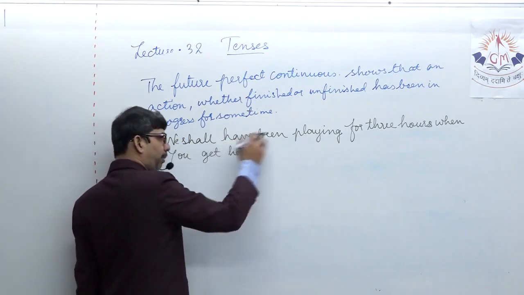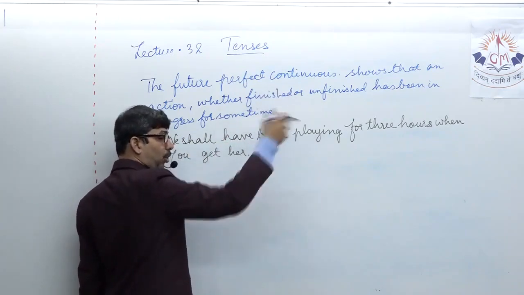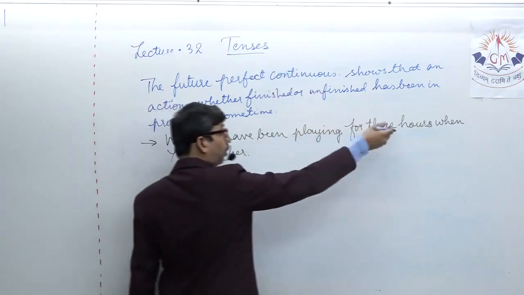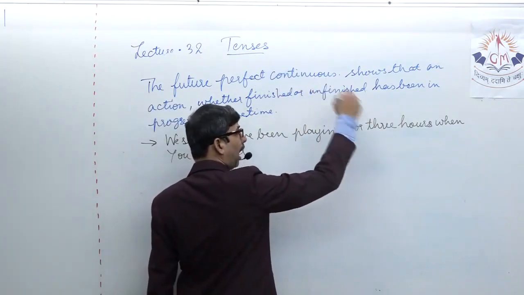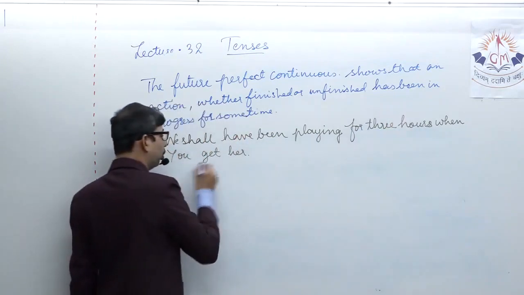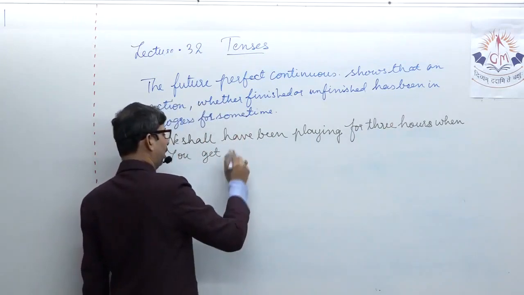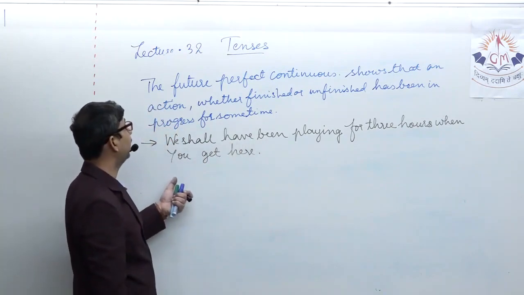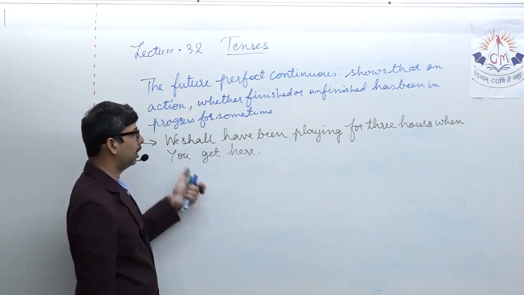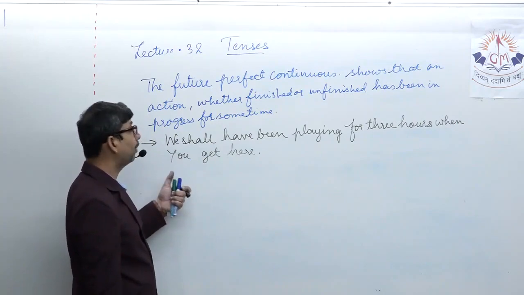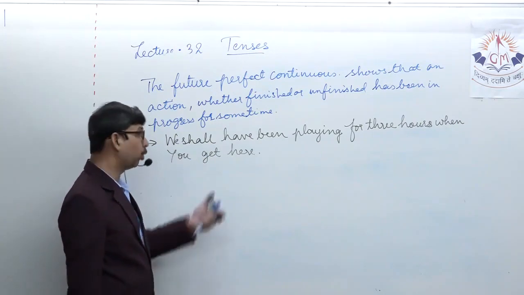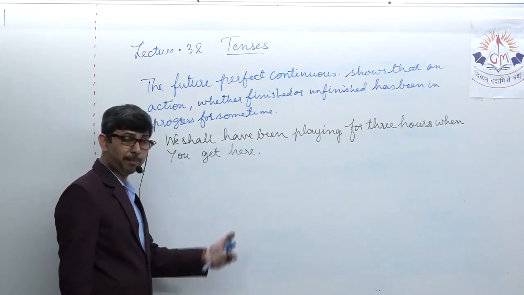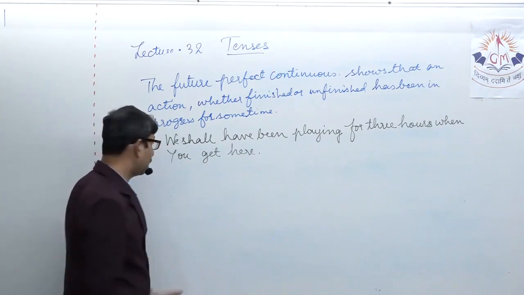Shall have been playing, you will have been playing. Your action of playing would have been continuing for 3 hours. It means started 3 hours ago and going on when you get here. So you see, we are expressing an idea about future perfect continuous to show that an action, whether finished or unfinished, it could be a finished action. The play could have been finished at that time, or it could have been an unfinished action.